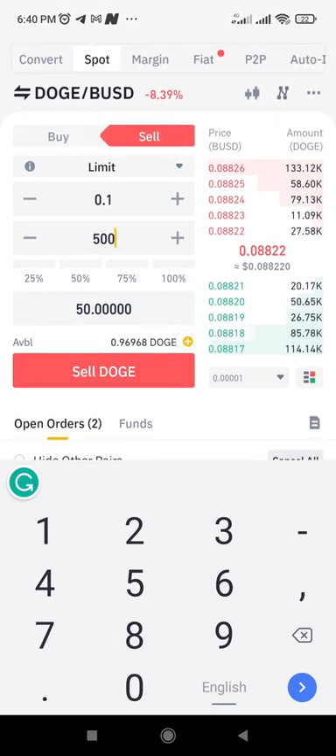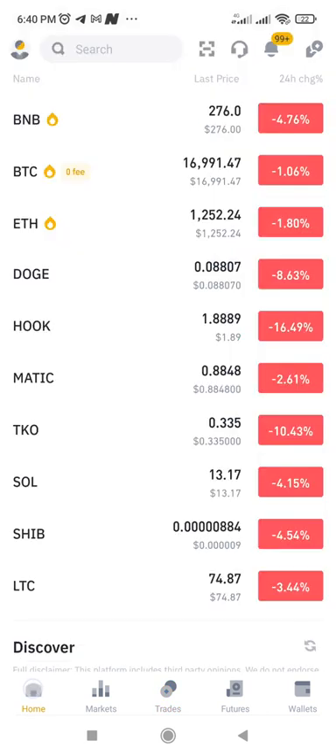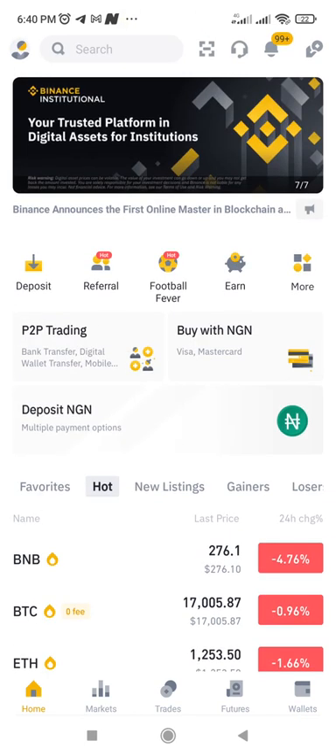Once you buy it and you check your wallet, you're going to see it in the wallet section, right? So that is it. In a different video, I'm also going to show you how you can buy and sell on the Binance futures trading section, but this particular video is just to show you how you can buy and sell on the spot market.